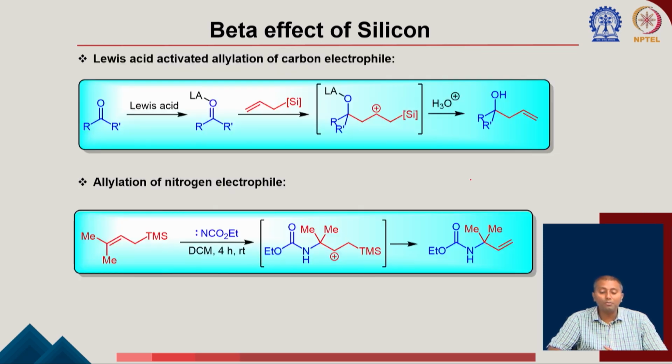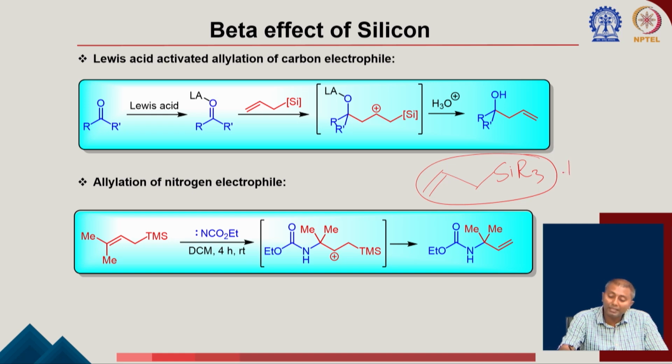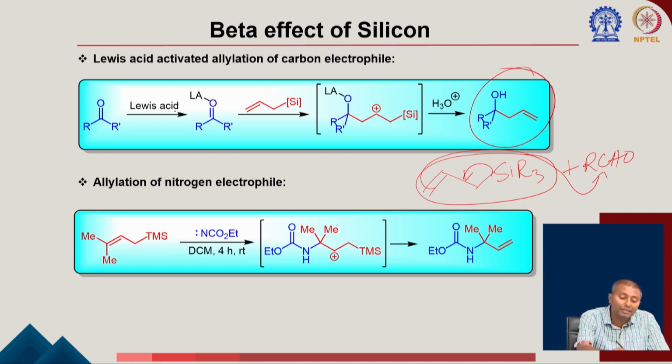So, here we are trying to show you some examples of this beta effect. One example is, I think you must have heard about a compound called allyl silane. If you treat this compound with an aldehyde, these are known to react; this is called an allylation reaction. It can attack the aldehyde carbon and form the corresponding alcohol. Of course, you have to use a Lewis acid to coordinate with the oxygen and activate the carbon of the carbonyl group, where the allylation can take place to form the alcohol.